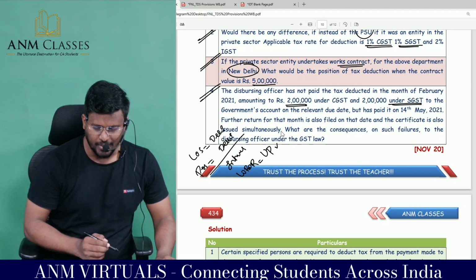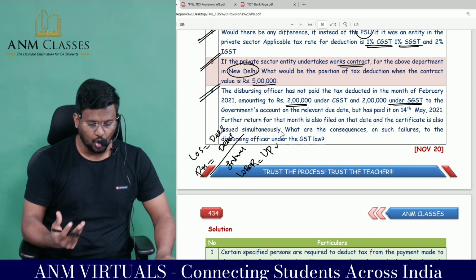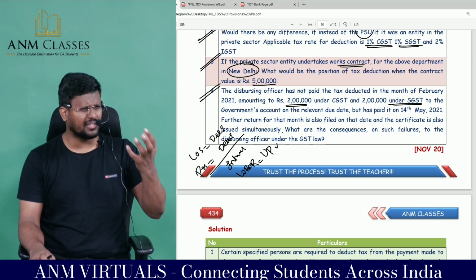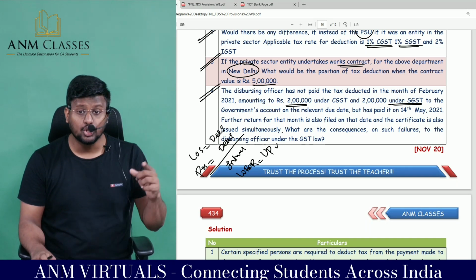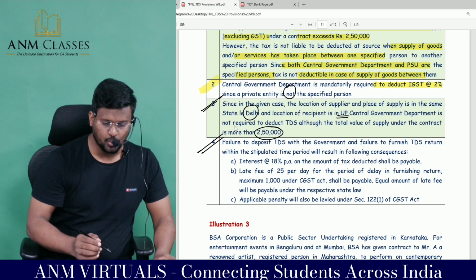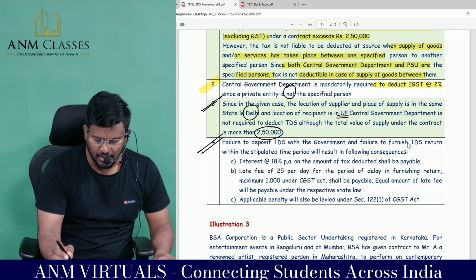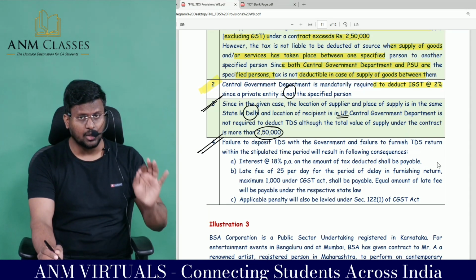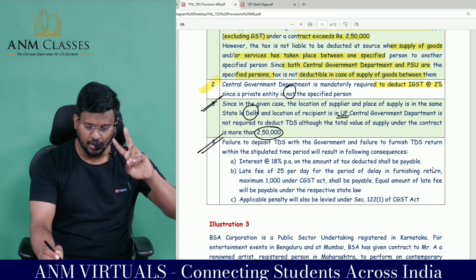What are the consequences of such failure to the disbursing officer under the GST law? That means after deducting the TDS, they have not paid within the 10th of the month. What are the consequences they have to face? These are the consequences. Failure to deposit TDS with the government and failure to furnish the TDS return within the stipulated time period will result in the following consequences.